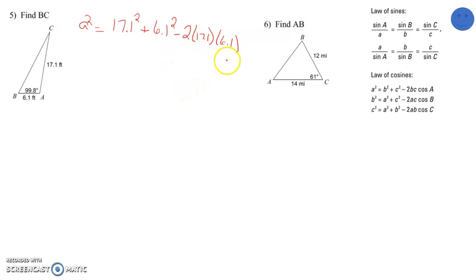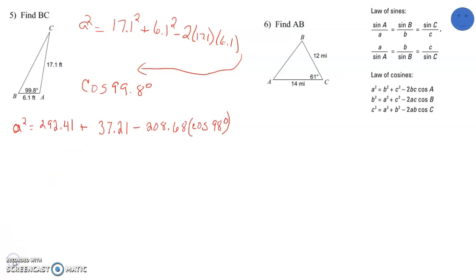I ran out of room, so I'm going to put this down here. 6.1 cosine of 99.8 degrees. Then I'm going to go in here and do my calculations.